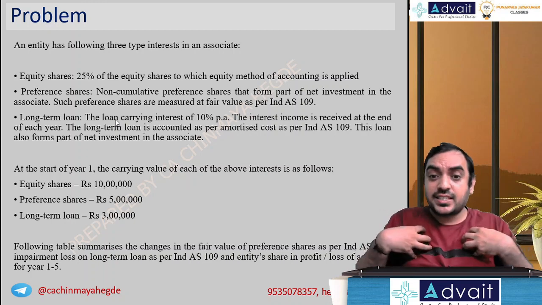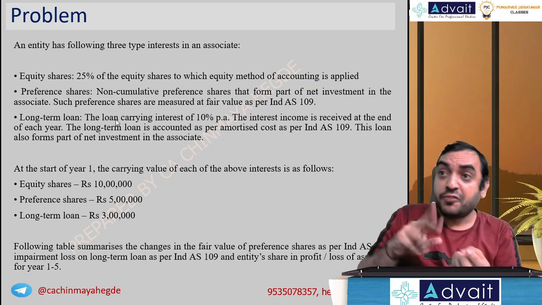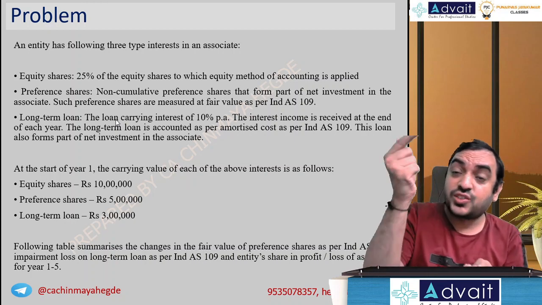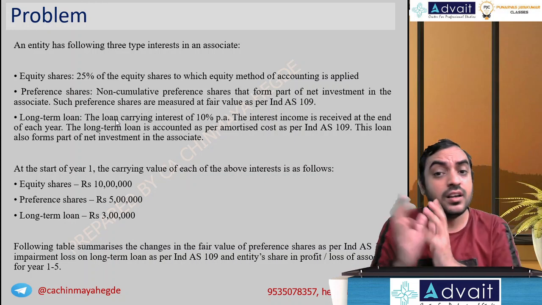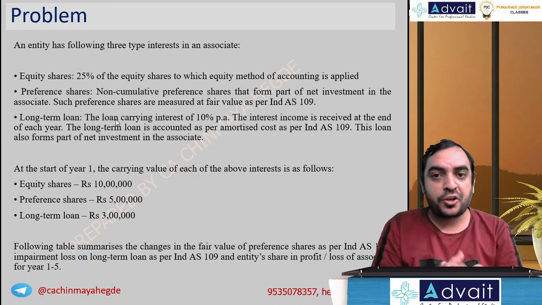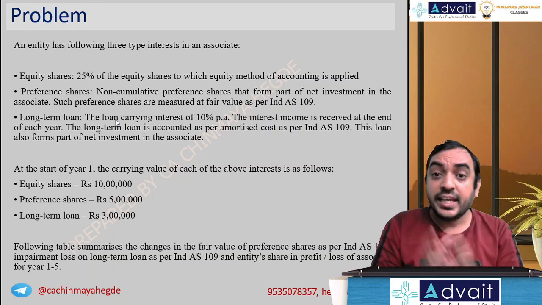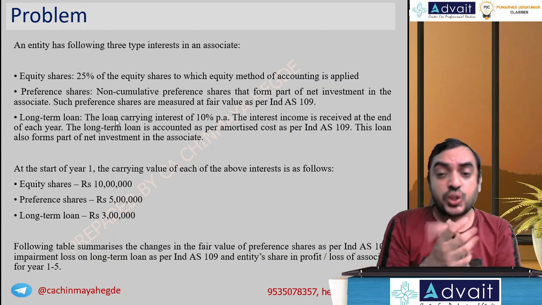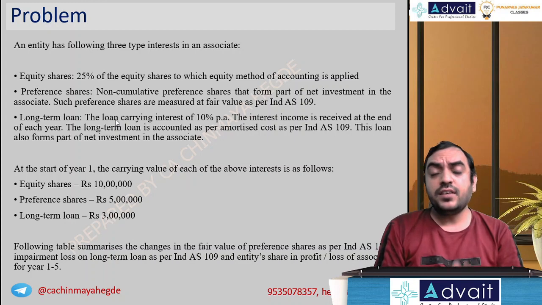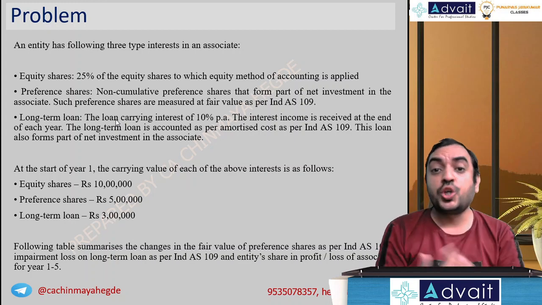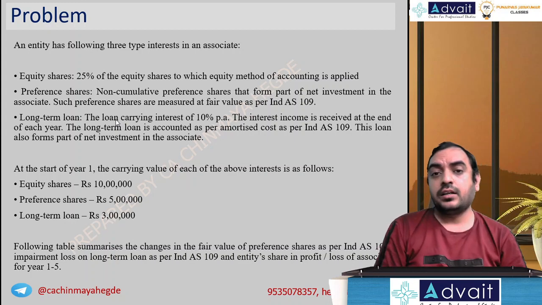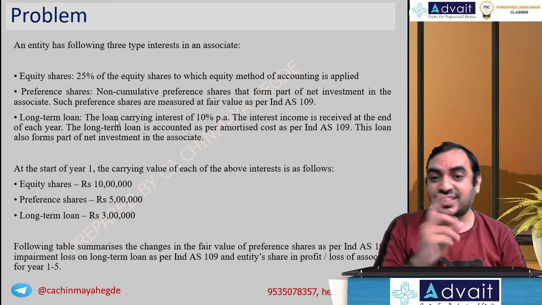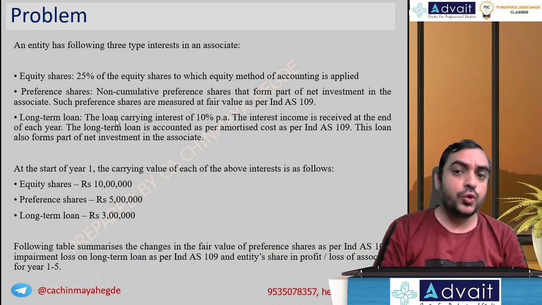So for the investor, it will be an asset. For the other company, the associate, it is going to be a liability, either in the form of shares or in the form of a loan. If it was a subsidiary consolidation, then we would have set off the mutual owings. But in the case of associates, set off will not happen. We'll continue to show it.